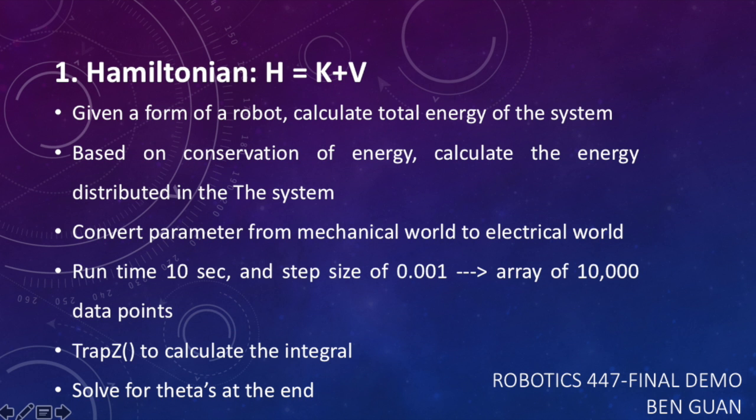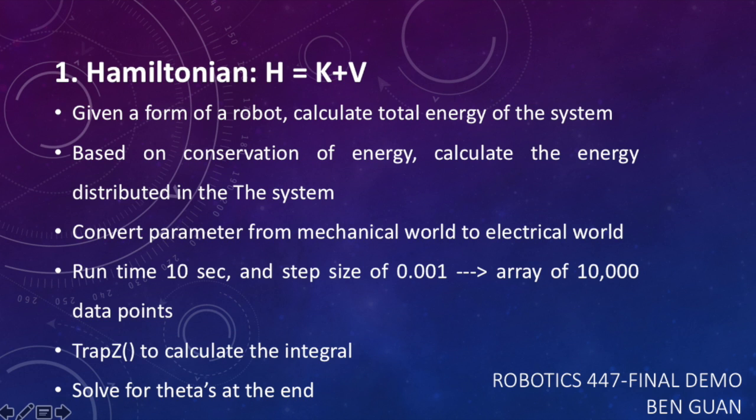So the way Hamiltonian works is that it calculates the total energy of the system, and based on how the mass is being distributed, it calculates the energy that is distributed to the individual joints. The next step of the derivation is that we transform the variables from the mechanical world to the electrical world. In other words, we relate the force or torque to the voltage of the motor. And note that we are using an array to store the Hamiltonian of 10,000 data points.